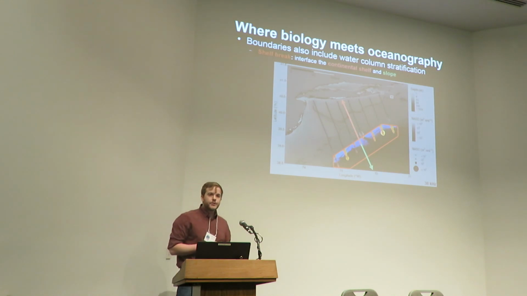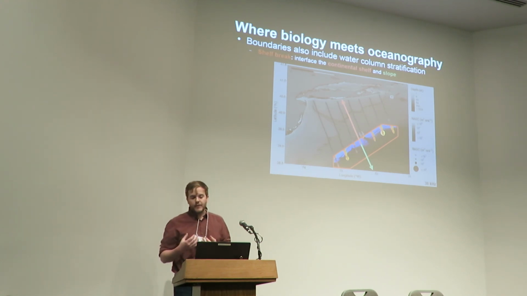Another important part of our survey, geographically, is the shelf break. Obviously, water column stratification doesn't only occur at the shelf break, but this is a good opportunity to discuss a little bit about the different types of stratification that we see across our survey, especially at the shelf break. And the shelf break just represents the interface between the continental shelf and the continental slope. So it goes from shallow to pretty deep very quickly.